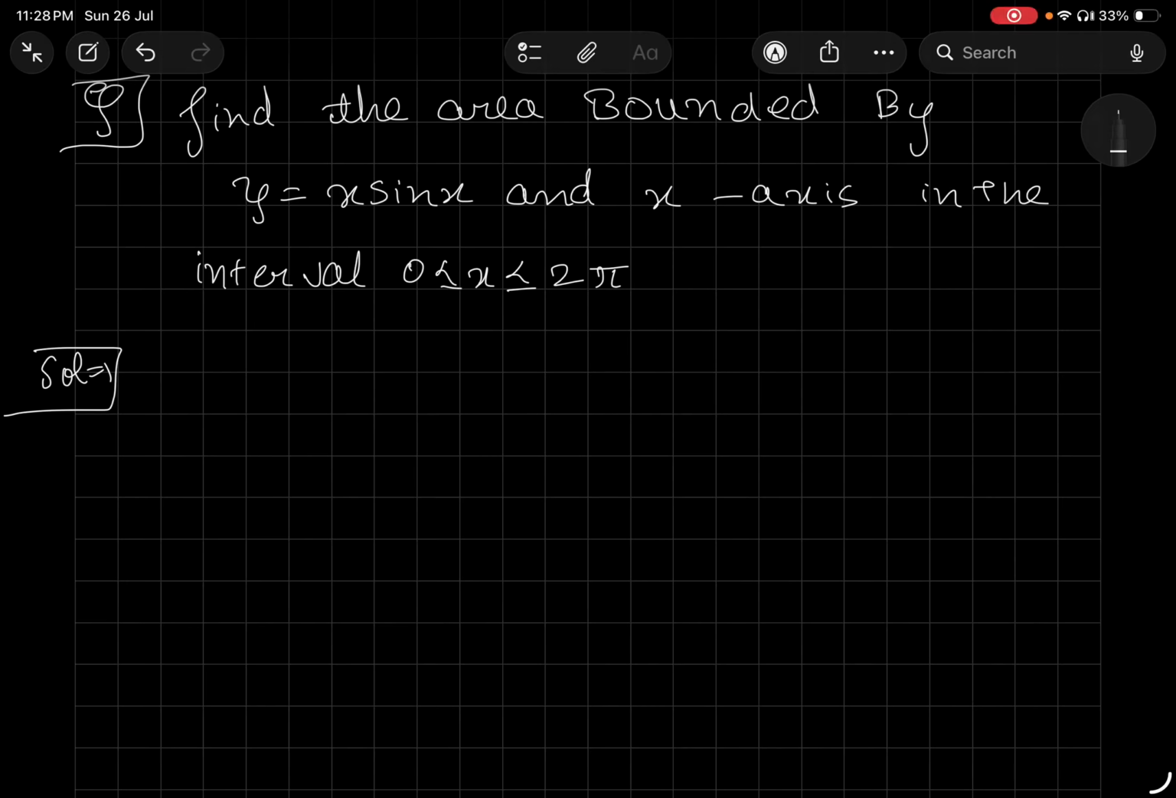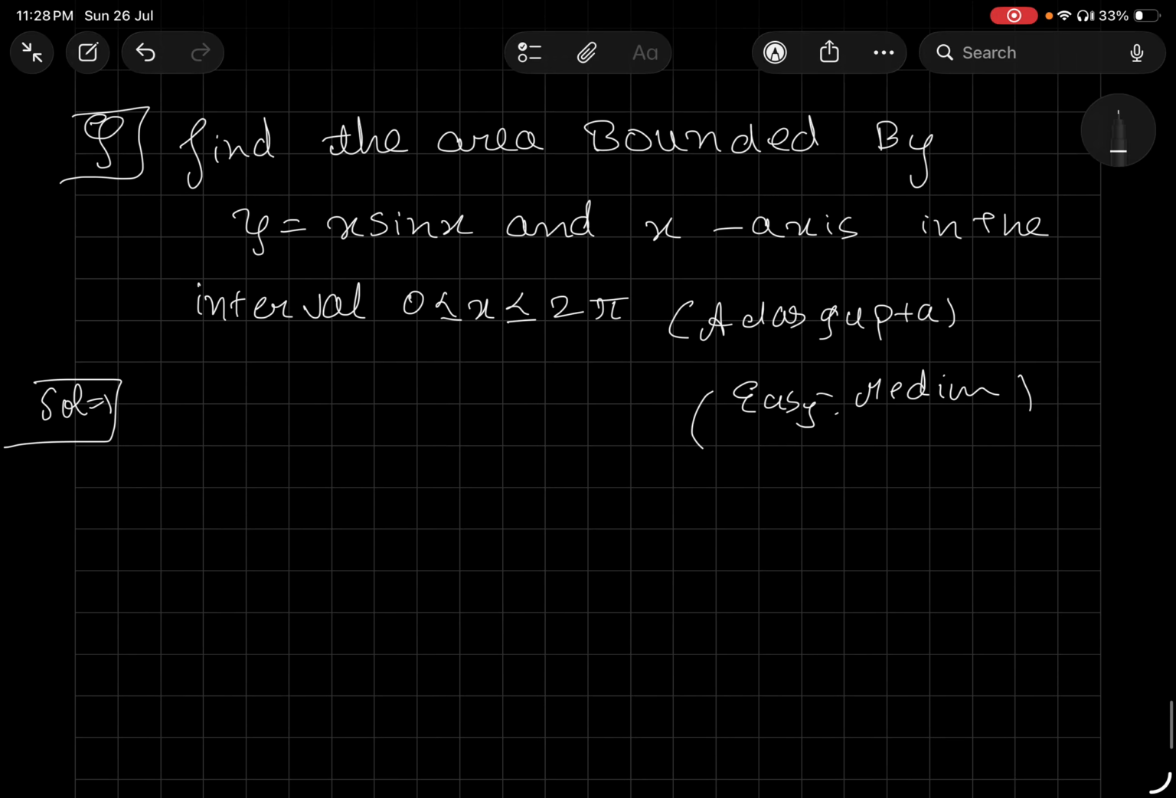This is a pretty good question from one of the greatest books I have ever studied, by Idas Gupta. So, not a pretty good question. It's a kind of medium to easy type of question, depending on your intellect and the past habits you have.